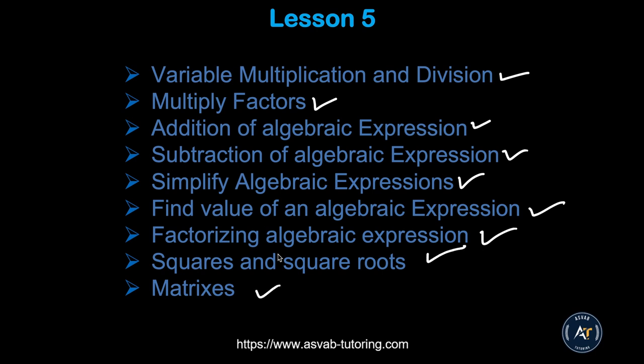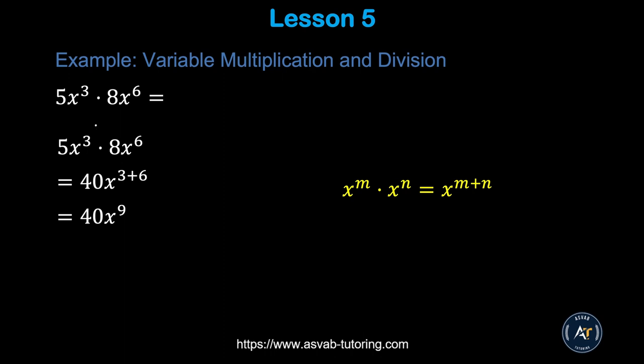So let's get started. The first thing we'll learn is how to multiply variables. Learn this concept, and try a few times to make sure that you fully understand. If you multiply variables, the first thing you have to do is add the exponents. Here, 5 times 8 is 40, and you add the exponents together: 3 plus 6 gives you 9. So the answer is 40x to the 9th power.